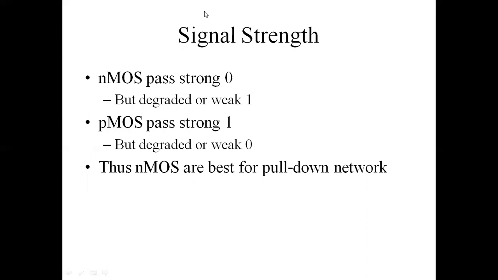So now let us discuss the signal strength. NMOS passes the strong 0, but the NMOS passes the degraded or the weak 1, and the PMOS passes the strong 1 level, that is the 1 logic level, but it passes degraded or weak 0. Since NMOS passes strong 0 and PMOS passes strong 1, generally the NMOS are the best for the pull down network and the PMOS are used as the pull up network.